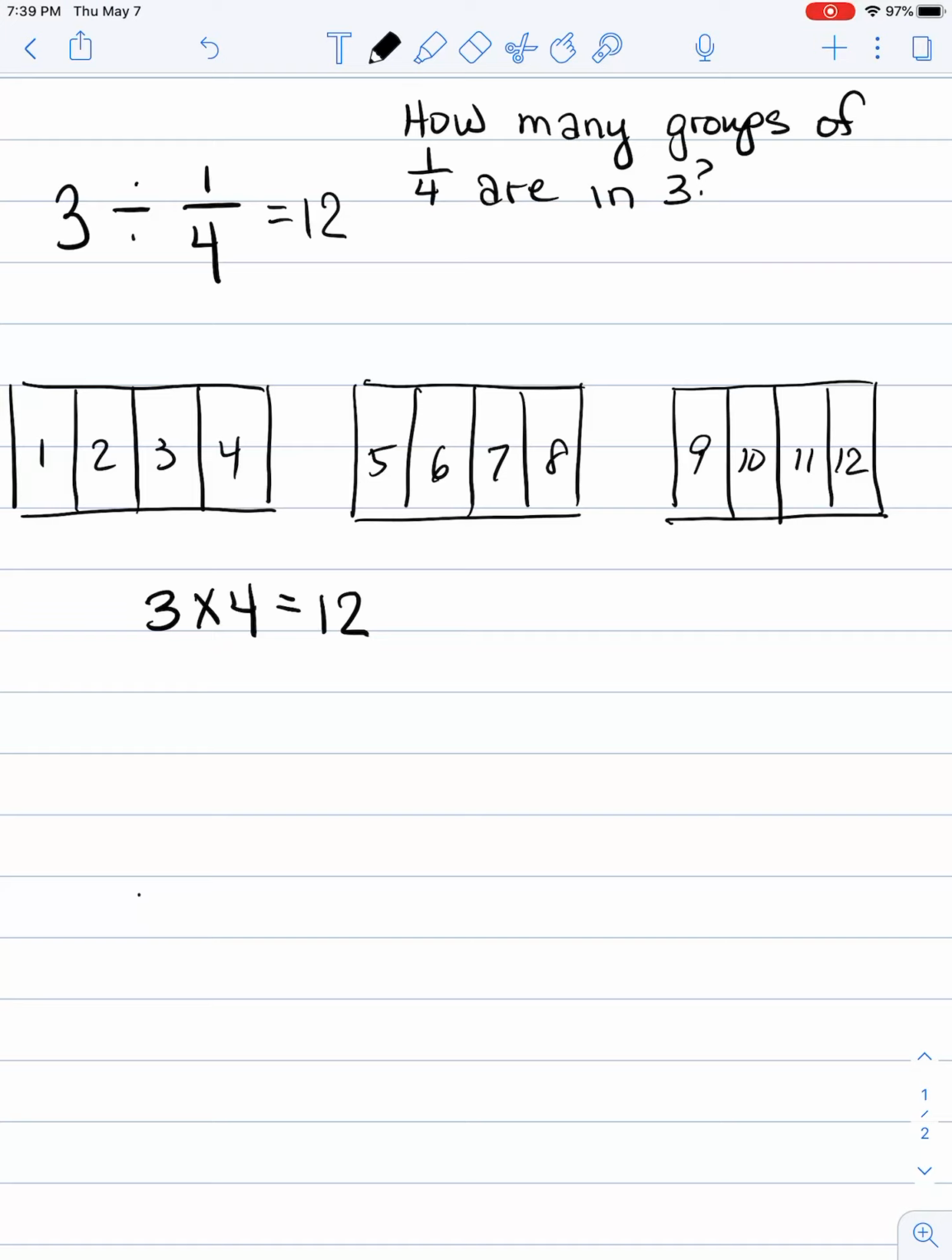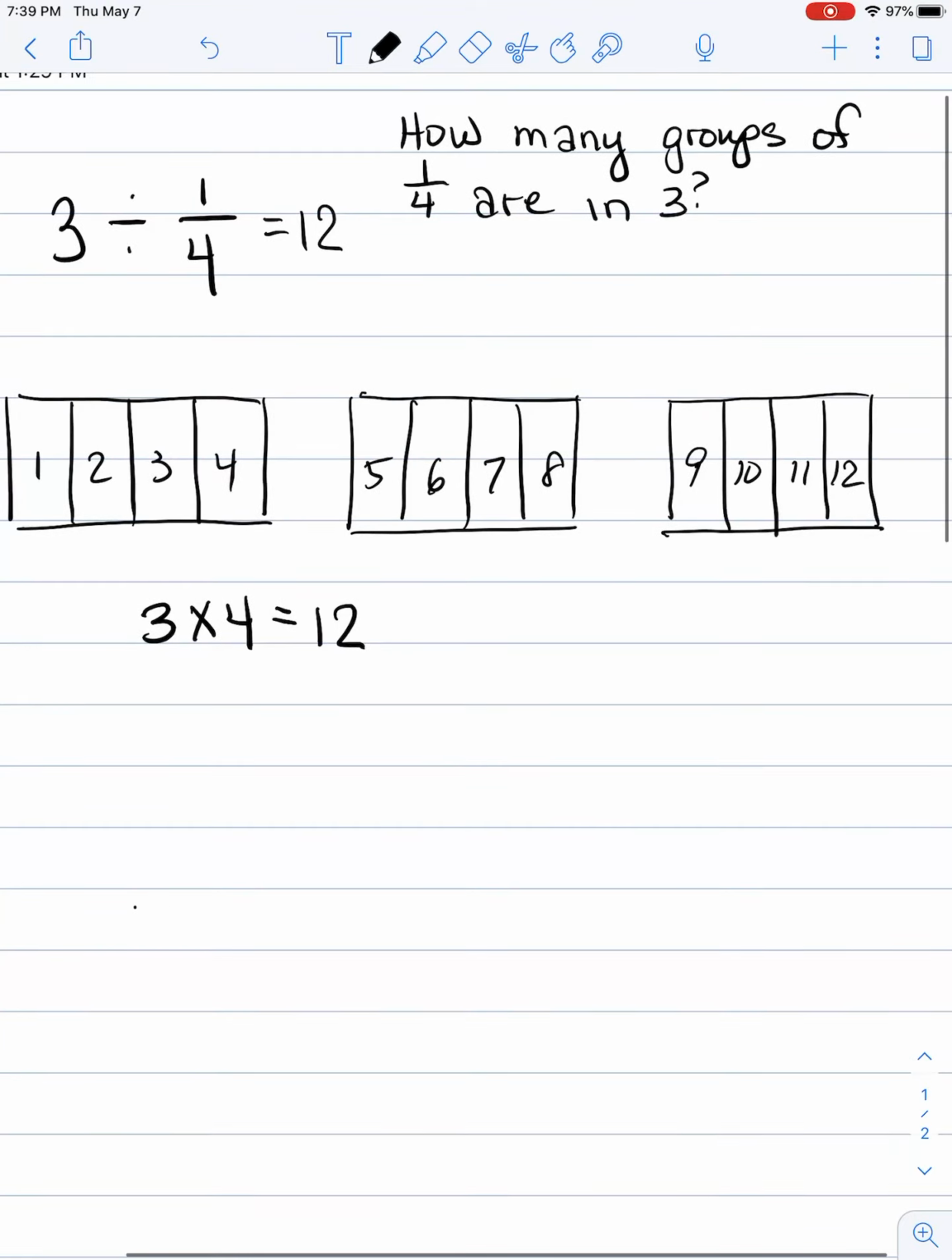So 3 divided by 1/4 and 3 times 4 have the same exact model. When two expressions have the same model, they have the same value, or we say that they are equivalent. So if 3 divided by 1/4 equals 3 times 4, we should be able to use that instead of drawing a model all the time to be able to divide fractions.